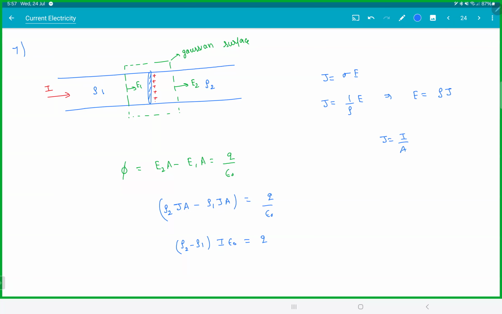So it need not be positive charge. It can be positive or negative depending on the values. Clear? I hope the idea was clear. Why charges accumulate when you put composite wires?